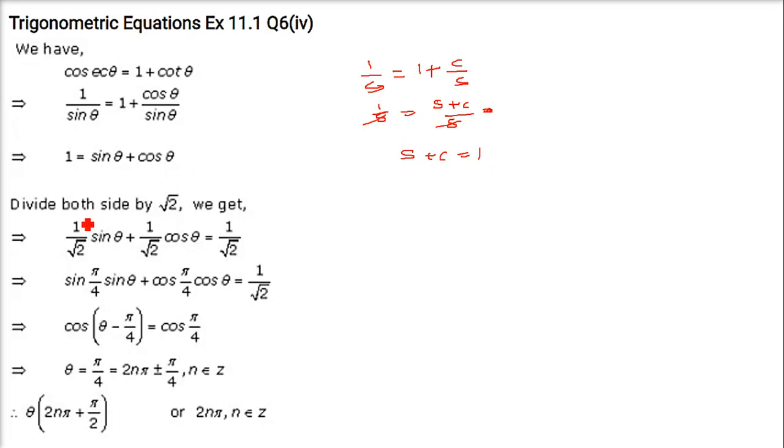Now divide both sides by root 2. So 1 by root 2, 1 by root 2, 1 by root 2. This is sin pi by 4. This is cos pi by 4. Cos 45 degree and sin 45 degree, they are 1 by root 2. So this is the formula of cos theta minus pi by 4. 1 by root 2 is there, so you can write cos pi by 4. So theta minus pi by 4 is equal to 2n pi plus minus pi by 4. Bring it here with minus sign. One time you take plus, one time you take minus. So you get these results.